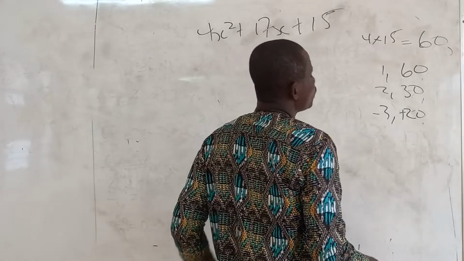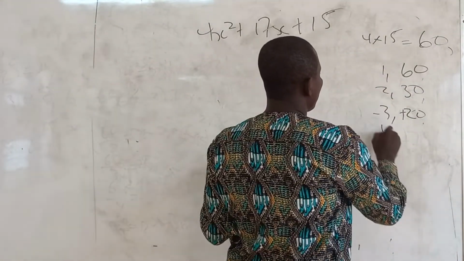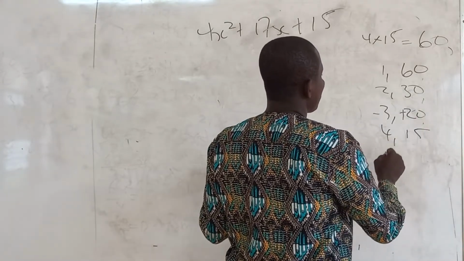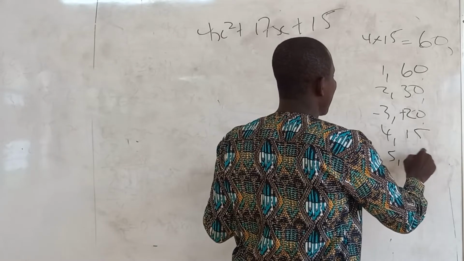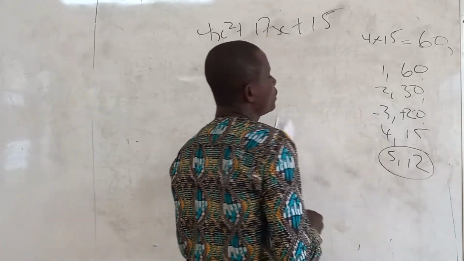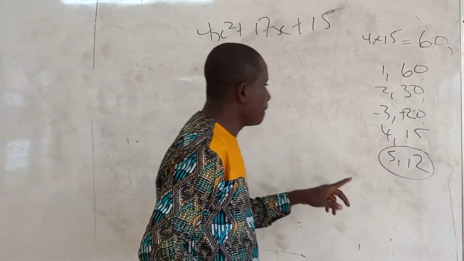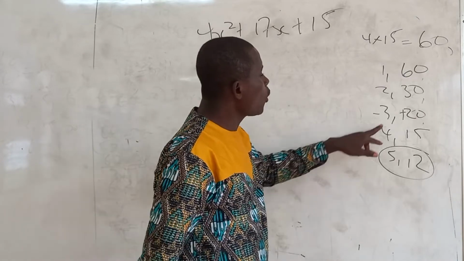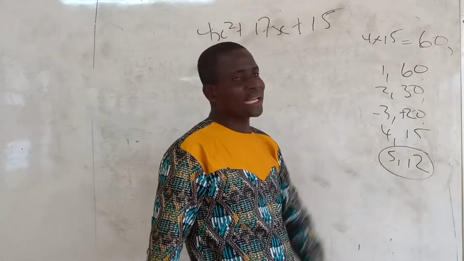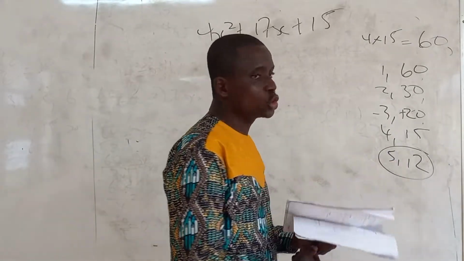Let's see. So let's check for 60. So we have 4 and 15. Okay. Then we have 5 and 12. Have you seen that? I think 5 and 12 also. So over here, I have a way of checking this thing. But right now, it looks as if 3 and 20 will be working. When you multiply back, you are not going to get your positive 60. So 5 and 12 will rather be the correct one to use.